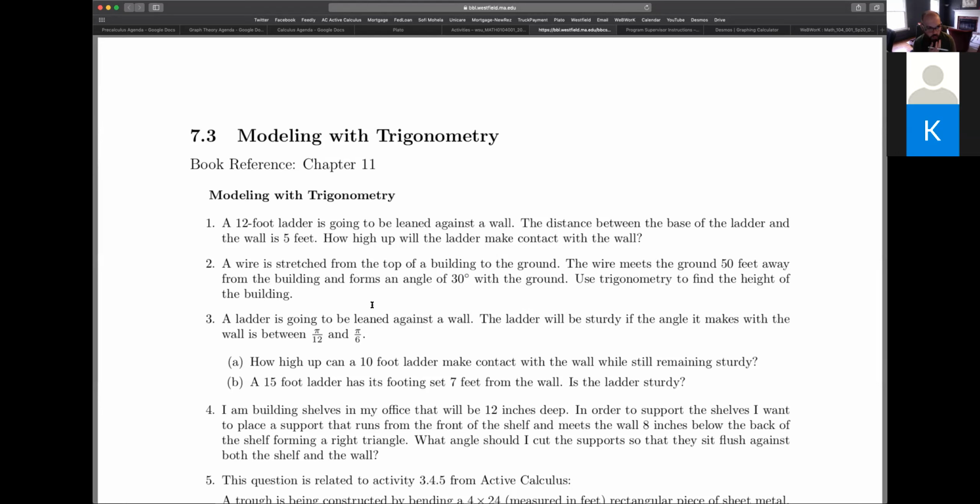So a 12-foot ladder is going to be against a wall, and the distance between the base of the ladder, the part that's on the ground, and the wall is 5 feet. The question is, how far up are you going to hit the wall, right? So this classic type of problem, we're going to think about it and say, all right, the first thing that I want to do is draw myself a picture. Okay, so let's jump back over to the Blackboard so I can do some drawing here.